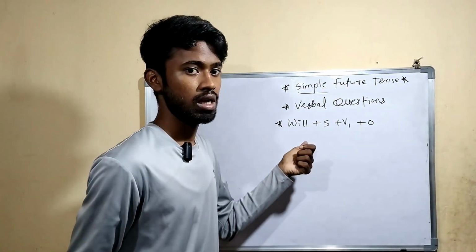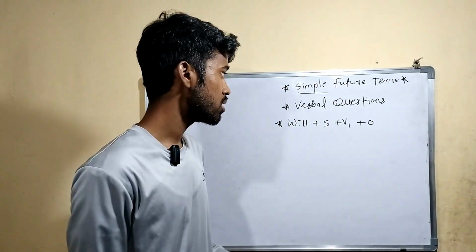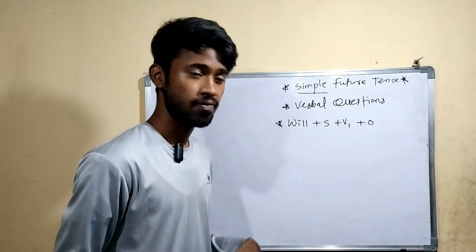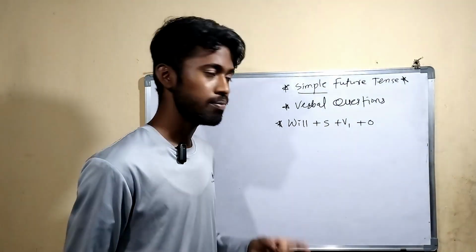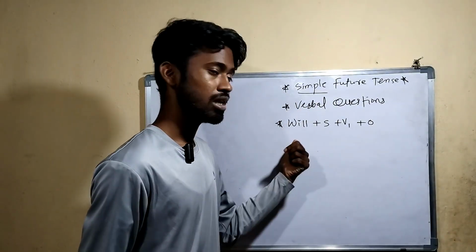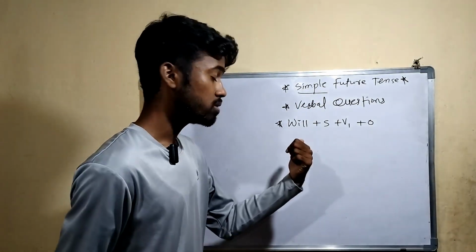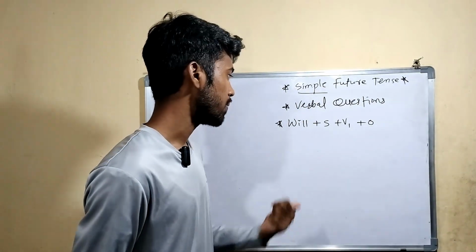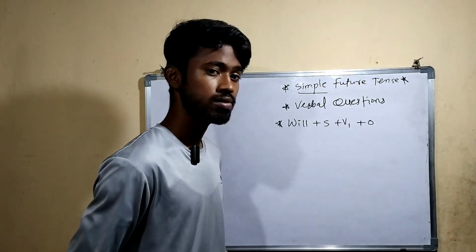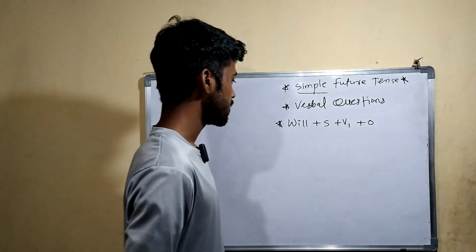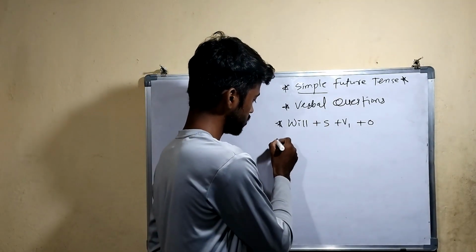First, helping verb. As we discussed in previous videos, the verbal question must start with a helping verb. And what is the helping verb in simple future tense? That is will. Okay, so the verbal question must start with will. Will plus subject plus first form of verb plus object. Okay, now let's see the examples.